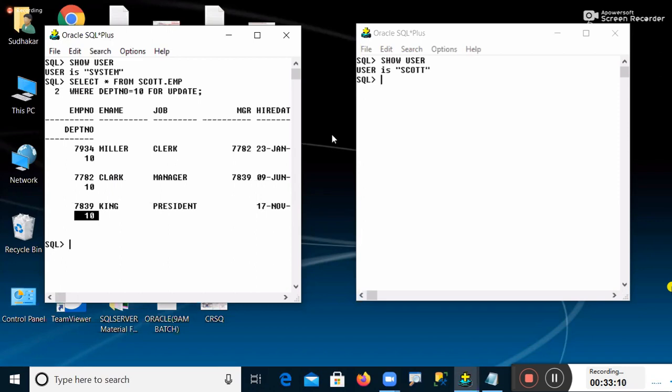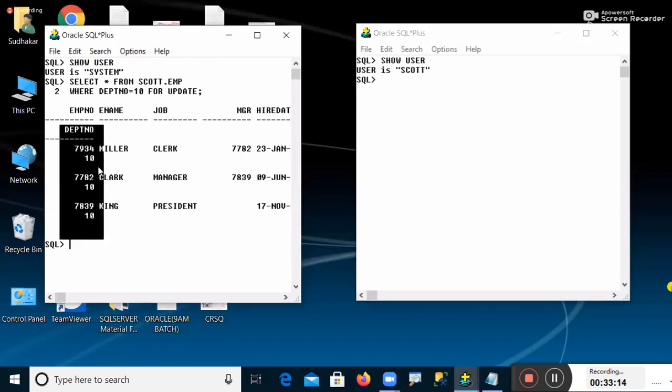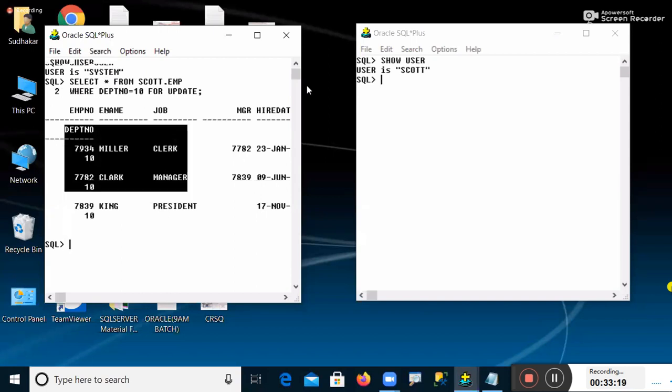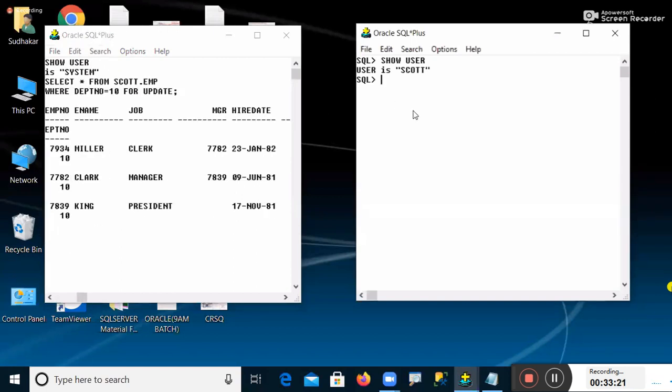In the same pattern, on the same department number that the system user is locking, the second user, the Scott user, is doing an update. For example, update emp set sal is equal to 3300 where department number is equal to 10. But tell me, guys, department number 10 rows are already locked now. Yes or no?